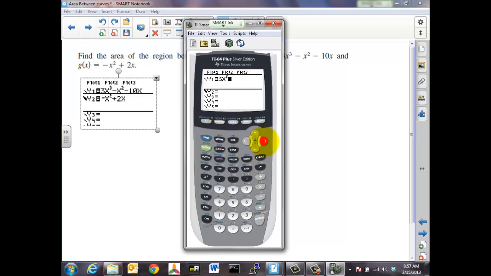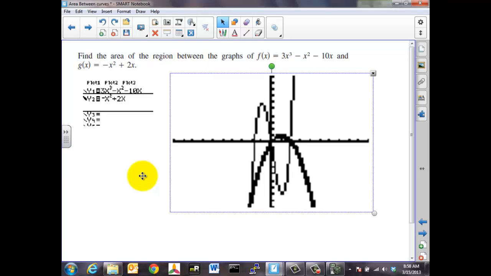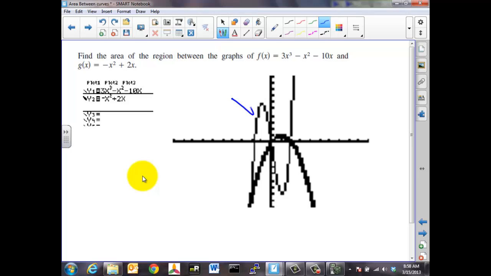3x raised to the third minus x squared minus 10x. And the second one is minus x squared plus 2x. And graph. And look at what we have. All right? There are like 3 possible places you could be looking for the area. This is one curve, and this is a totally different one. Now read the problem: find the area of the region between the graphs. So we have to find all 3 areas and add them together? That's what it appears, yes.